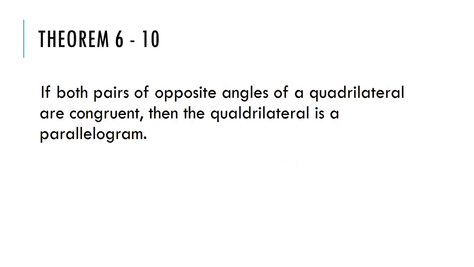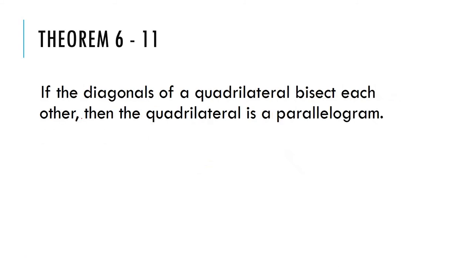If both pairs of opposite angles are congruent, then the quadrilateral is a parallelogram. So if this is 75 and this is 75, opposite angles are congruent, and then if this one is 105 and this one is 105, opposite pairs congruent, that's a parallelogram. If the diagonals bisect each other, that's a parallelogram.